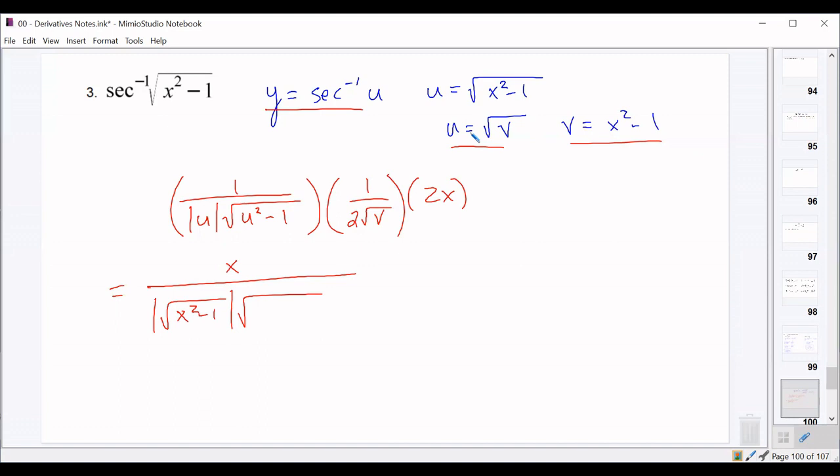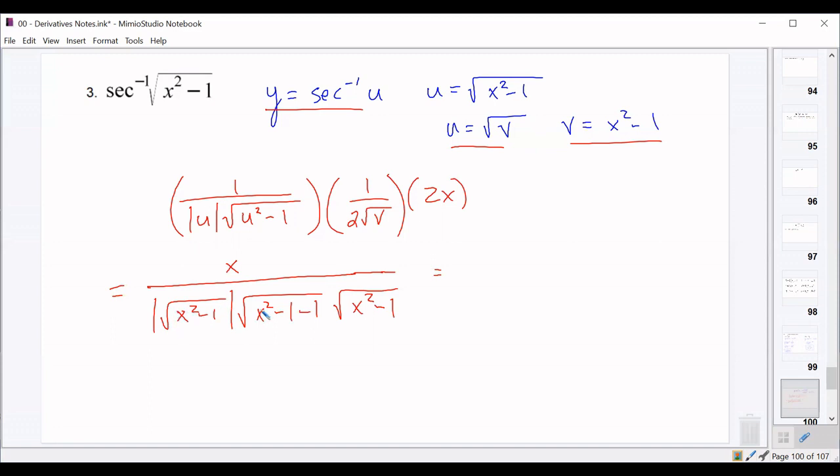u is the square root of x squared minus 1, so u squared is just x squared minus 1, and then minus 1. Also, we'll have a square root of v in the denominator, which is the square root of x squared minus 1. We can then eliminate the absolute value on the radical x squared minus 1 because the square root is always going to be greater than or equal to 0.